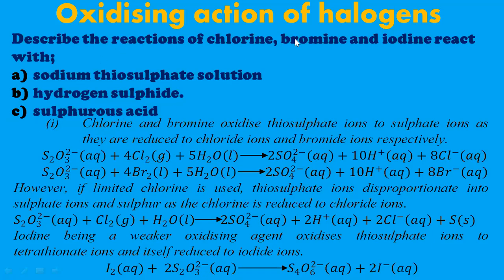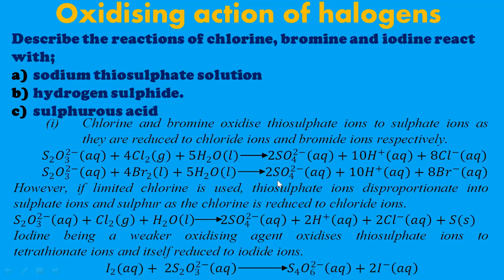So chlorine and bromine will oxidize thiosulfate ions to sulfate ions as they are reduced to chloride ions and bromide ions respectively. But for these two reactions to occur, the chlorine or bromine must be in excess. From the sodium thiosulfate, we are only interested in the thiosulfate ions, which end up forming sulfate ions. The chlorine and bromine form bromide and chloride ions respectively. I told you how the hydrogen ions come about due to the result of hydrochloric acid and hydrobromic acid that will be formed in each case.